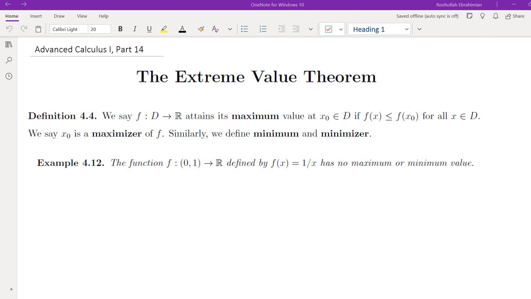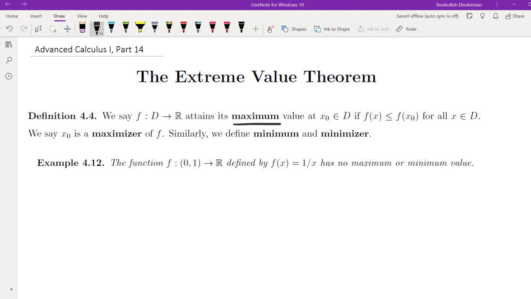We say a function f from D to R attains its maximum at x0 if f of x0 is larger than or equal to every other value of f. And x0 is called a maximizer for f. Similarly, we define minimum and minimizer.